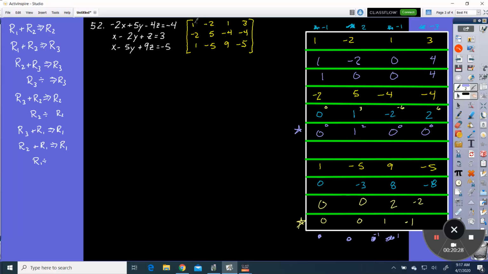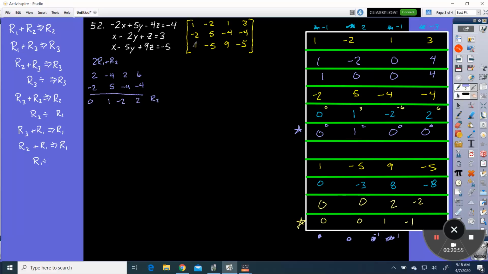So here's doing it out this way. I'm going to go 2 times row 1 and add it to row 2. So that becomes 2, negative 4, 2, 6, which in essence is what I did over here. Negative 2, 5, negative 4, negative 4. That makes 0, 1, negative 2, 2. This is a new row 2.